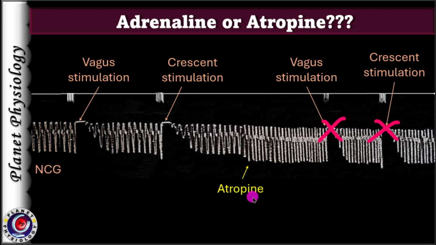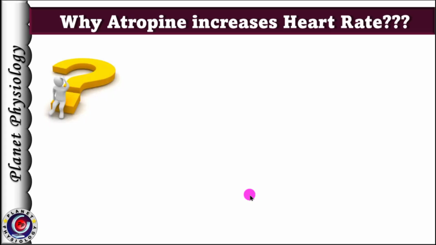But if heart does not stop in response to vagus as well as crescent stimulation, the drug is atropine, which is a muscarinic blocker, and therefore heart doesn't stop in response to vagal and crescent stimulation after application of atropine. Now the question comes, why does atropine increase heart rate?